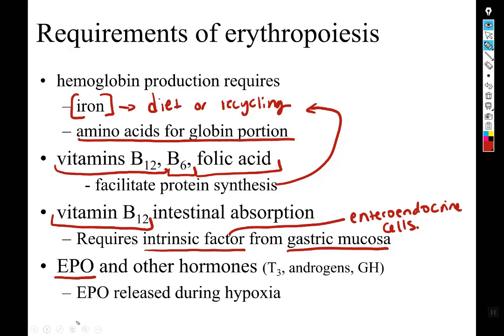Erythropoietin, which is abbreviated EPO, and other hormones stimulate erythropoiesis. So T3, by modifying metabolism, so increasing ATP production, and then androgens and growth hormone also spur on erythropoiesis. So androgens are why there's a little bit of sexual dimorphism in hematocrit between genetic males and genetic females, and then growth hormone because obviously if you're growing, you need to keep growing blood to keep up with the increasing size of your body.